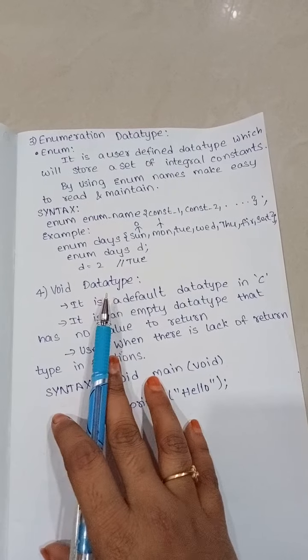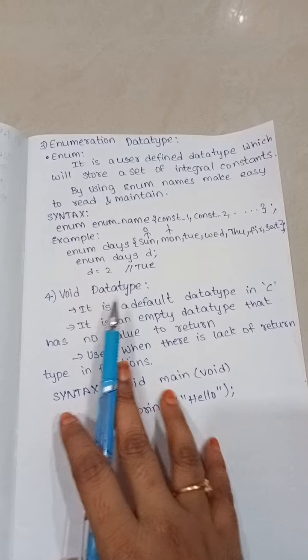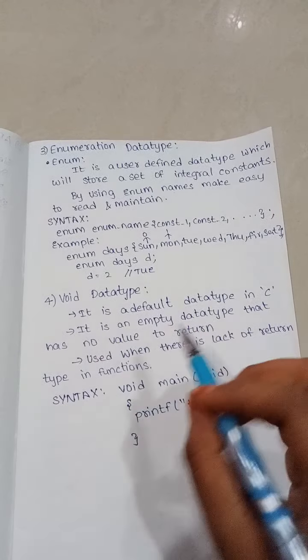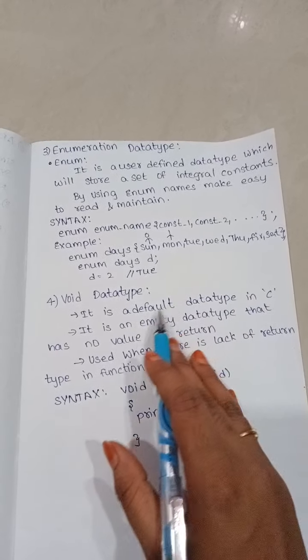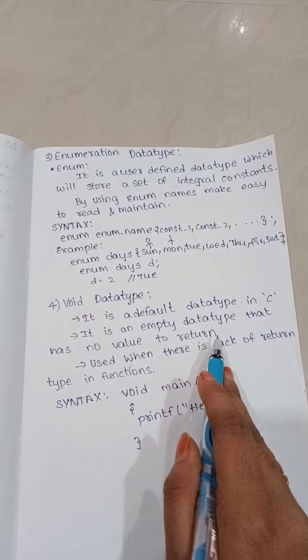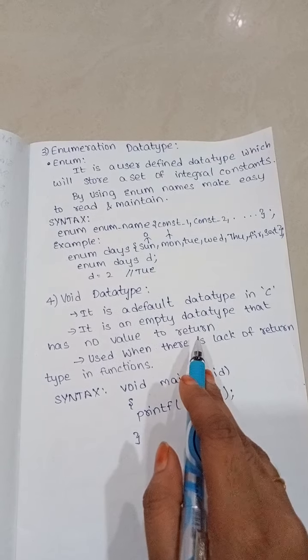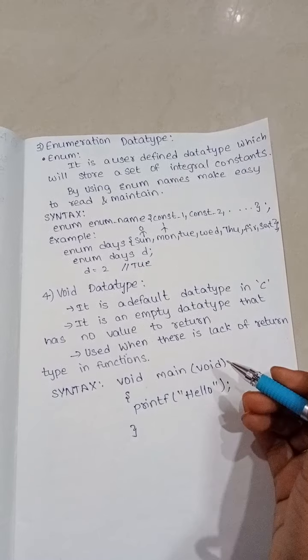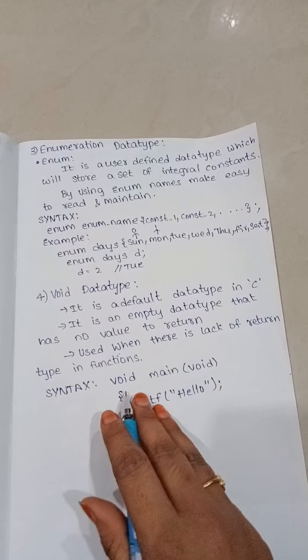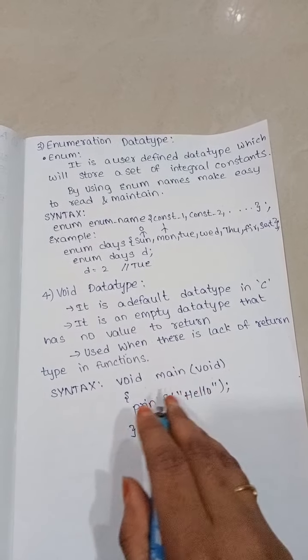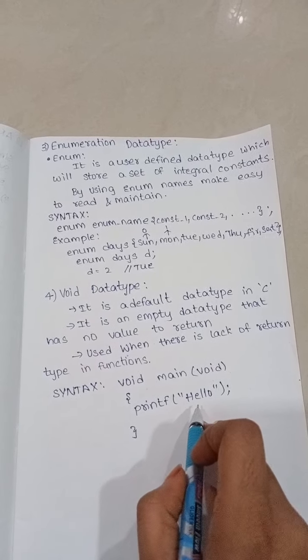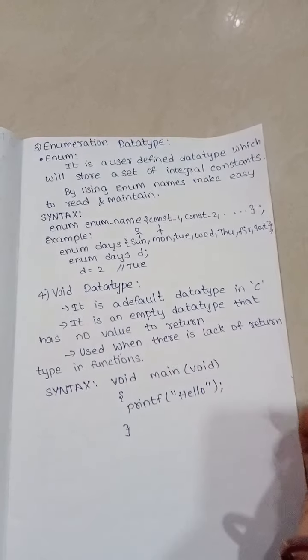And next one is void data type. It is the default data type in C, meaning it will return nothing. It is an empty data type and it has no value. We mainly use it in functions when we don't know which type we have to return. An example for this is void main void. Here we are declaring printf hello, which means it will just print hello and it will return nothing to the main function.